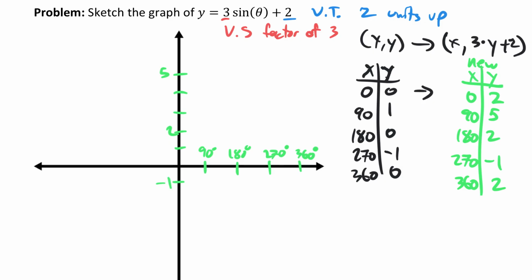Okay, so we've got 2, we've got 5, 2, negative 1, and 2. So again, we connect the dots with that nice, beautiful sine shape, and we have the graph of 3 sine theta plus 2.